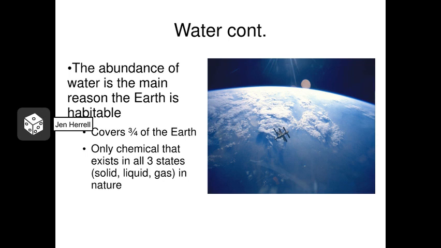Water is extremely abundant on our planet, and that's one of the things that makes the Earth pretty unique. Water covers about 3/4 of the Earth's surface, and it's one of the few chemicals that can be found in both a liquid, solid, and gaseous form in nature.